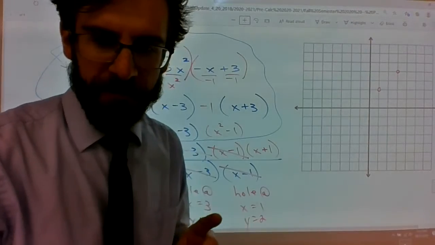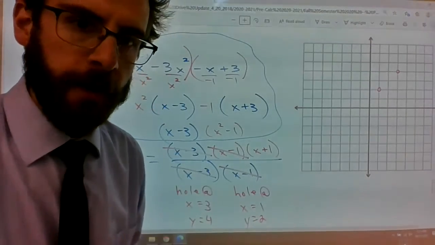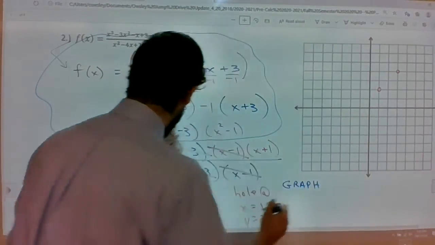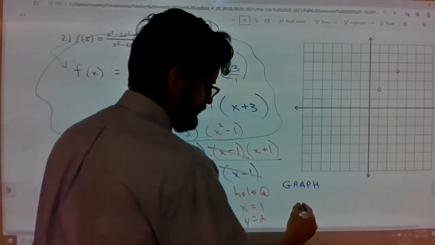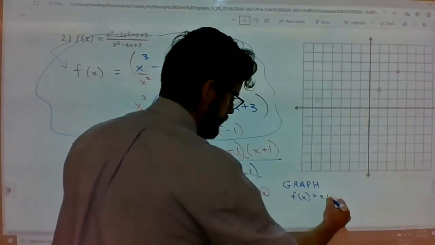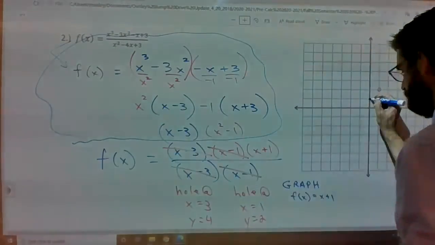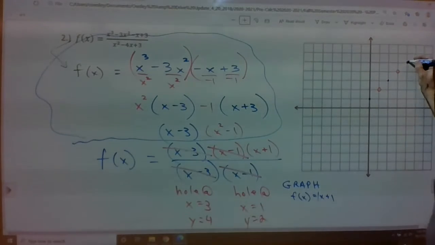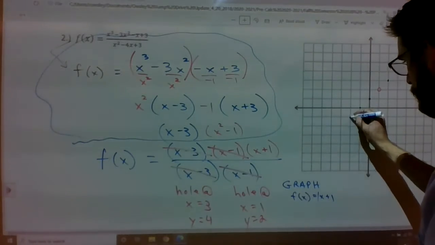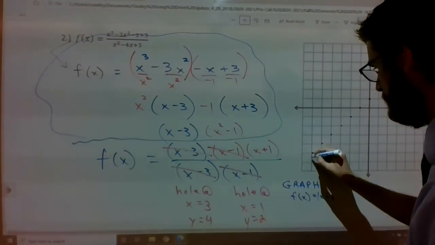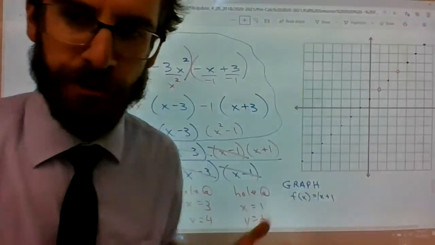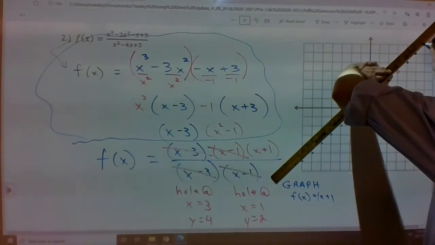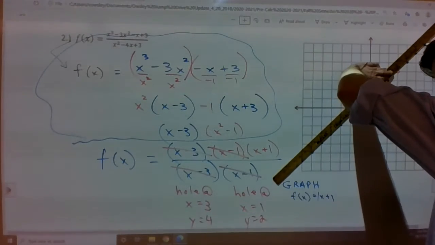Now our job is to graph the linear function y equals x plus 1. We just don't fill in those holes. Graph f of x equals x plus 1. So you start at 1 on the y-axis. It has a slope of 1, which means you can go up 1, right 1, up 1, right 1, up 1, right 1, or down 1, left 1, down 1, left 1, down 1, left 1. And then draw a line. We're just making sure that we leave the holes open.